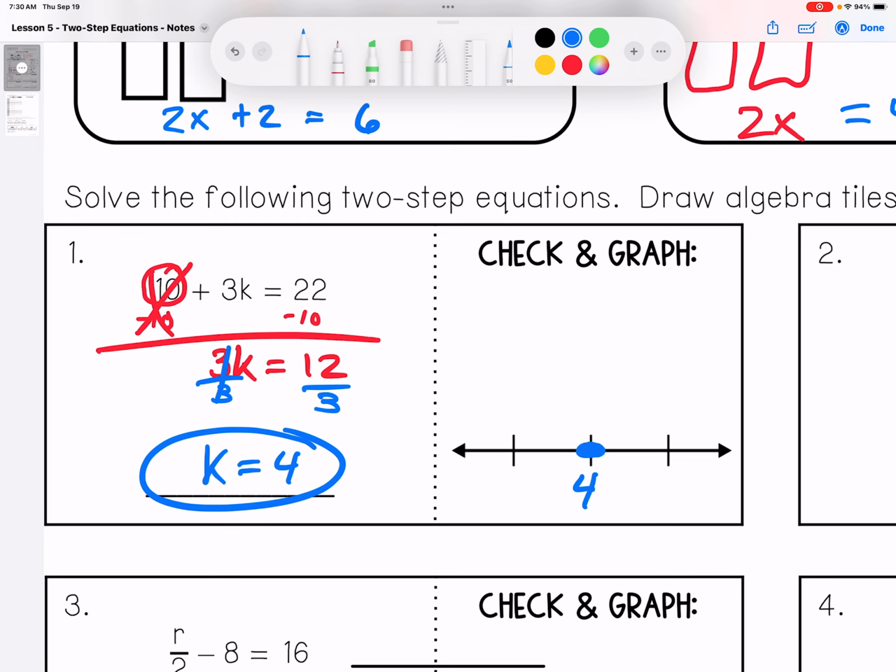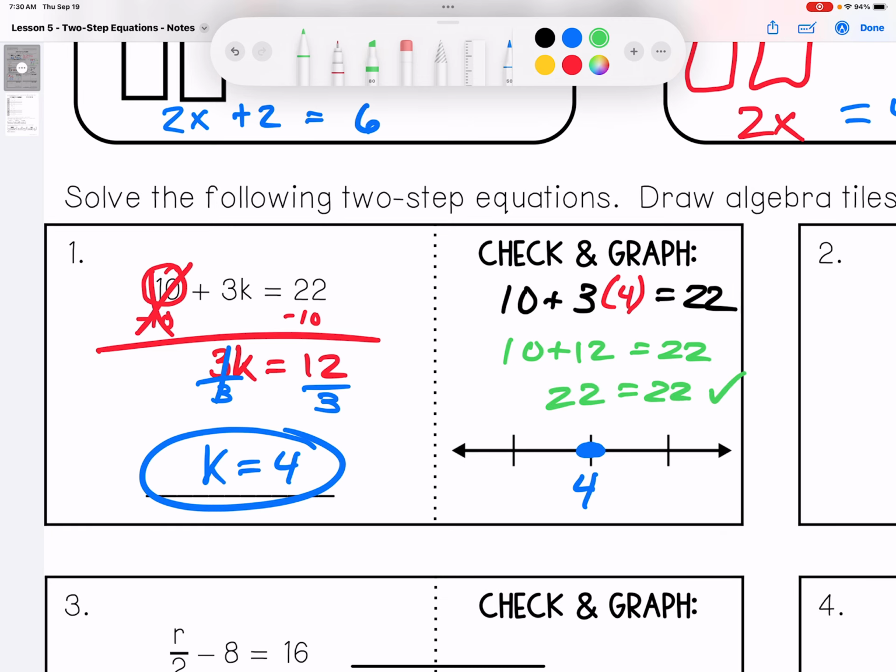Now I'm going to go back and plug it into the equation like it asked me to do. 10 plus 3 times 4 equals 22. 10 plus 12 equals 22. Does 22 equal 22? Check. So that is correct.